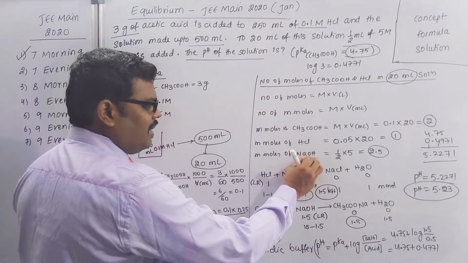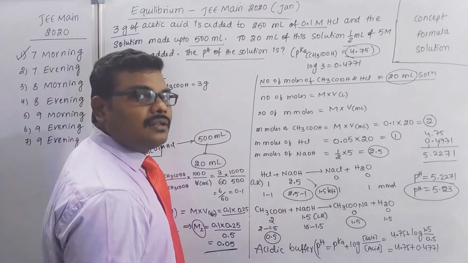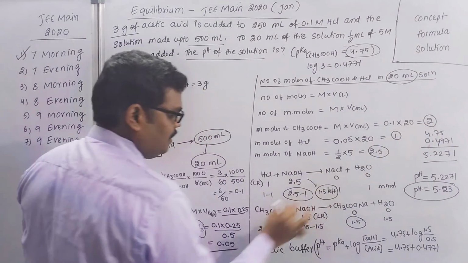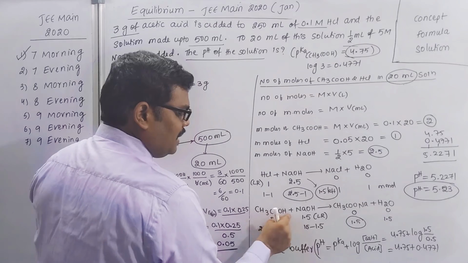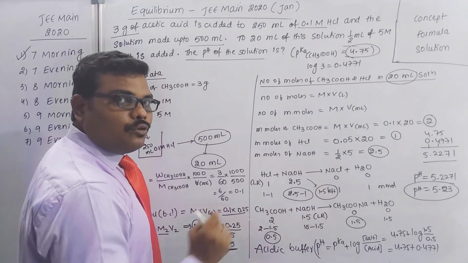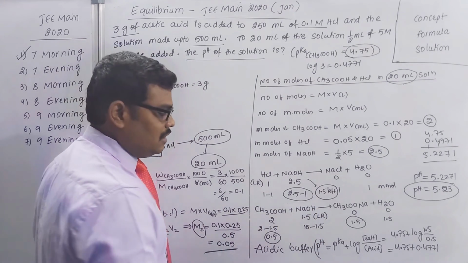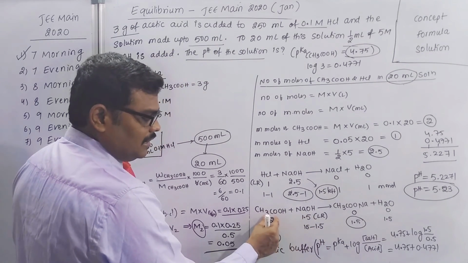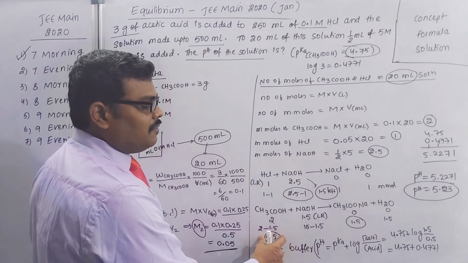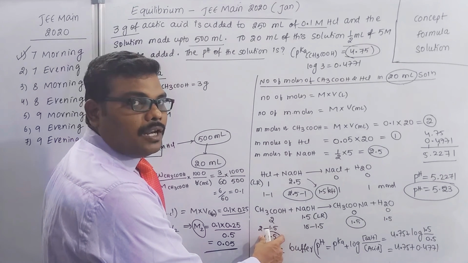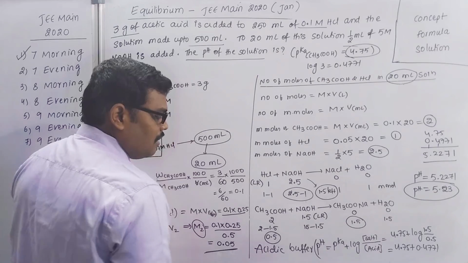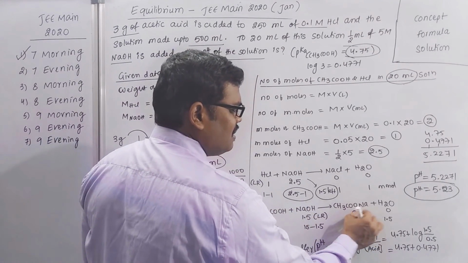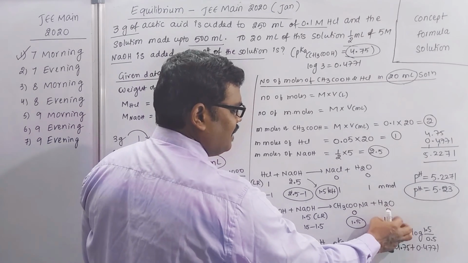Then after NaOH reacts with HCl, it reacts with the weak acid. Weak acid millimoles are 2, plus NaOH. Here what is the limiting reagent? Sodium hydroxide is the limiting reagent. So this limiting reagent is consumed completely. So how many millimoles of acetic acid are left here? 0.5 millimoles of acetic acid left. Now when the reaction takes place between these two, 1.5 millimoles of salt and 1.5 millimoles of water are formed.